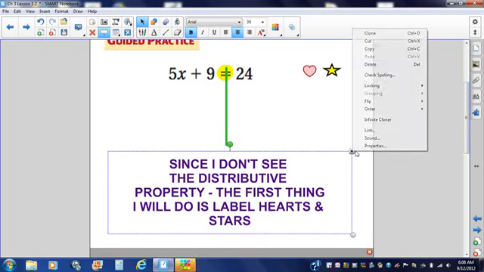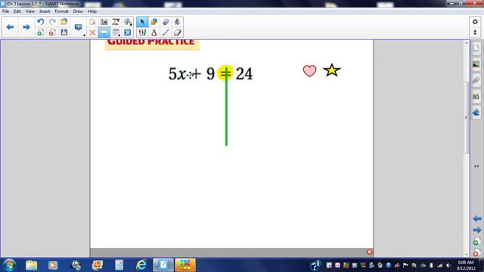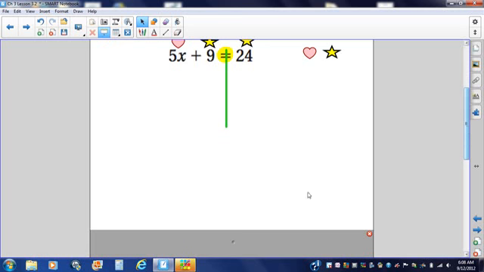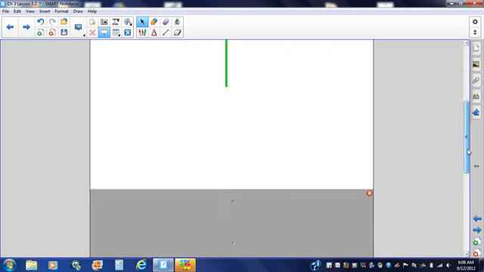Let's make sure. Yep, good. So here's my heart. There's my variable x. Here's a star, a constant. There's a star, a constant. So since I don't have the distributive property, I labeled my hearts and stars.